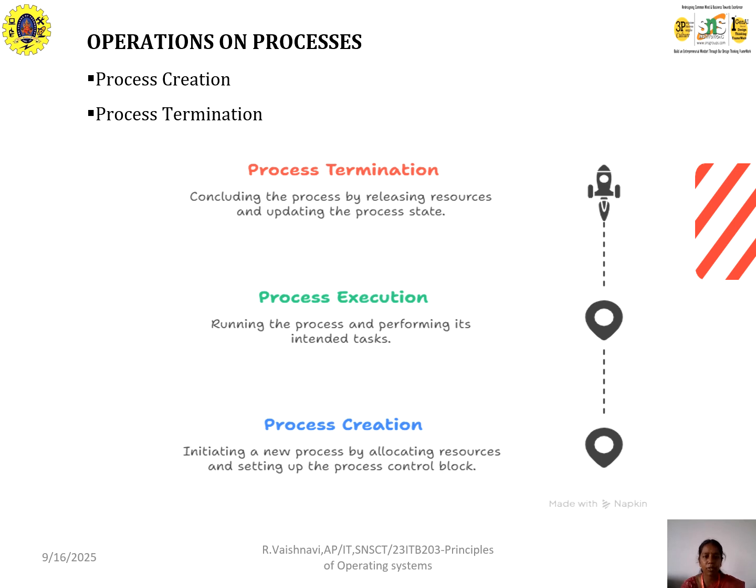And then operations on process. Here we have process creation and process termination. In process creation, we initialize a new process by allocating the resources and setting up the process control block. In process termination, we conclude the process by releasing the resources and updating the process states. In between, we have process execution, that is running the process and performing its intended task. These are the types of operations on a process.